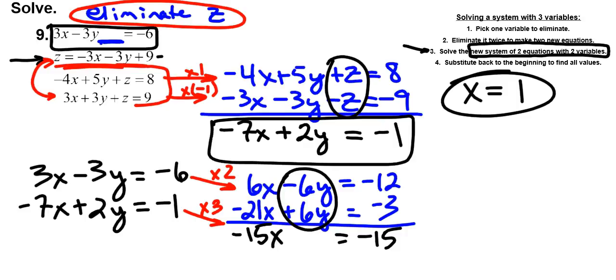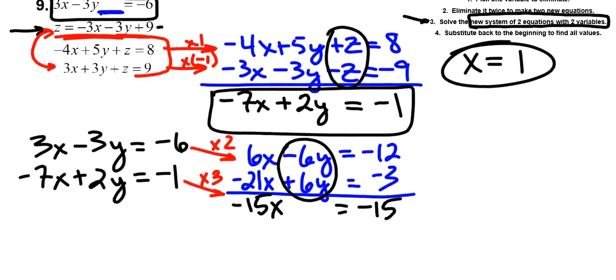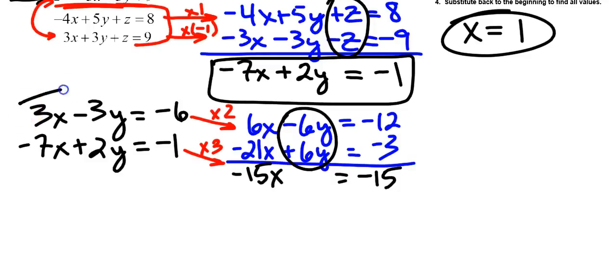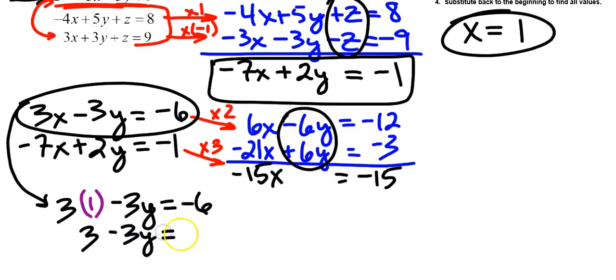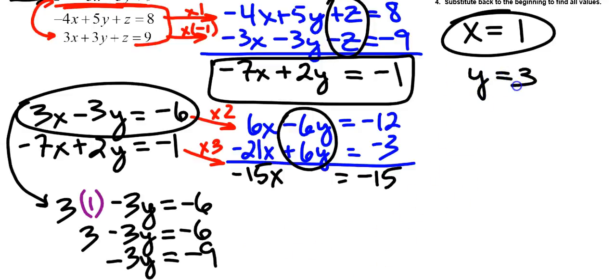And really all I need to do now is go backwards and plug some things in. I can go back to this 3x minus 3y equals negative 6, or really anything I want to go back to. But I'll take this, and I'm going to come down here. So I have 3 times 1, 3. We said x is 1 now, so we put 1 in place of it. Minus 3y equals negative 6. That's 3 minus 3y equals negative 6. You subtract 3, so you get negative 3y equals negative 9. And y is then equal to 3.